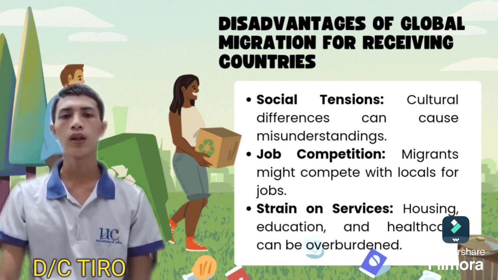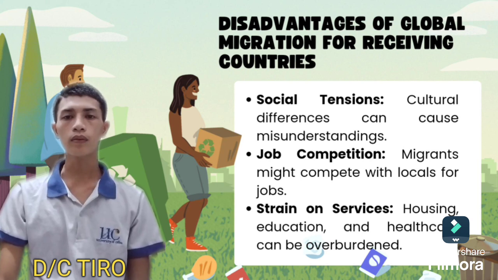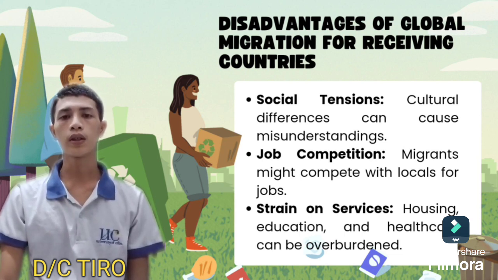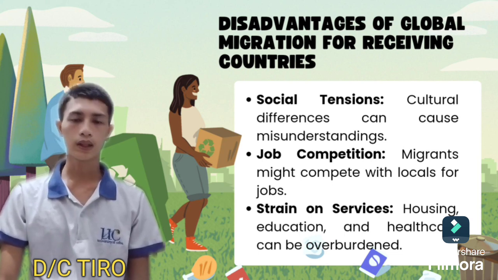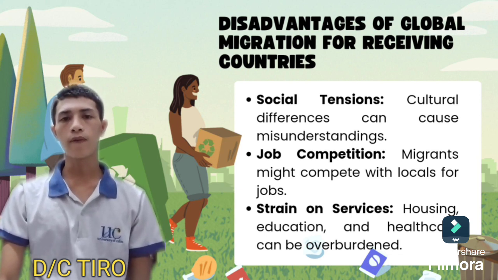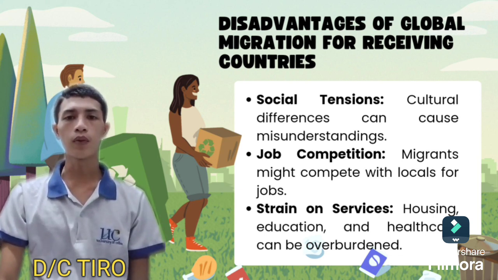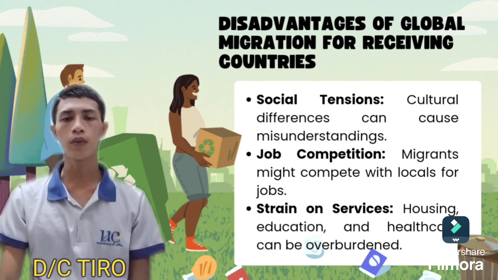So, two is job competition. In some cases, migrants might compete with locals for jobs, leading to wage suppression in certain industries. So, three, infrastructure strain. Rapid increases in population due to migration can put pressure on housing, schools, healthcare, and other infrastructure, especially in major cities.